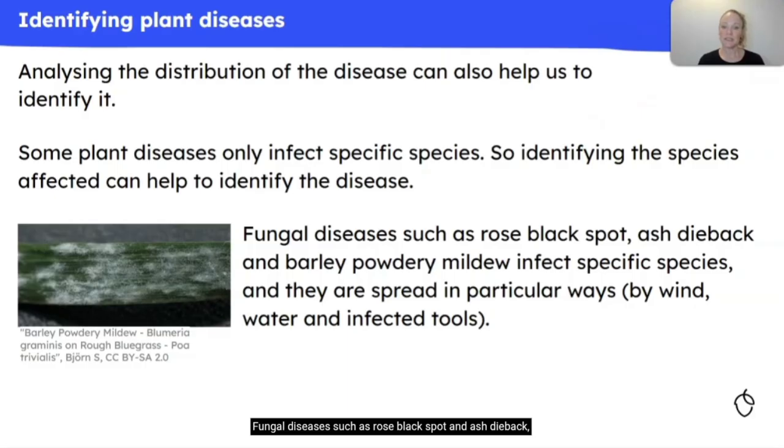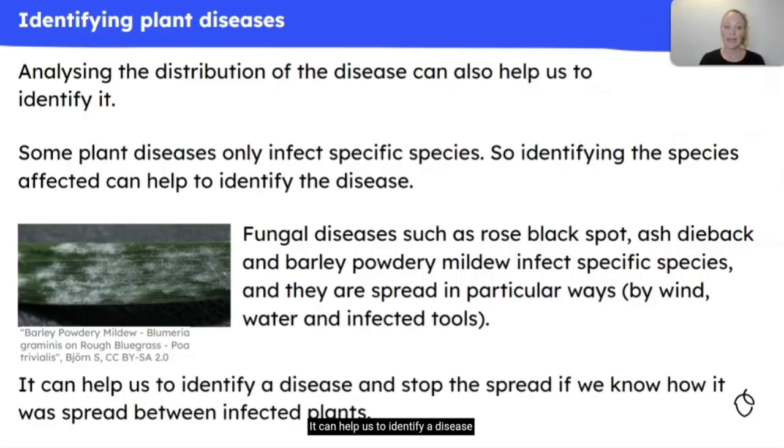Fungal diseases such as rose black spot and ash dieback, and also, as we can see in the image here, barley powdery mildew, infect specific species, and they are spread in particular ways like wind, water, and also infected tools that you might take from one plant to another, therefore spreading it. It can help us to identify a disease and then stop the spread if we know how it was spread between infected plants.